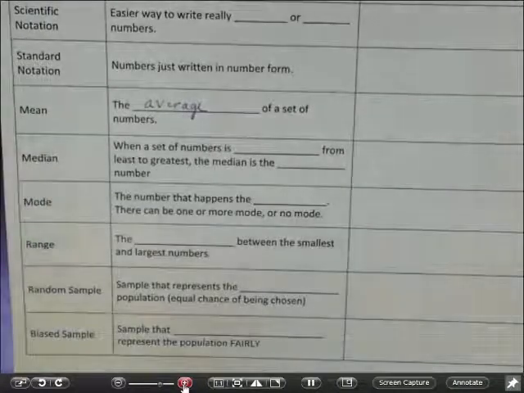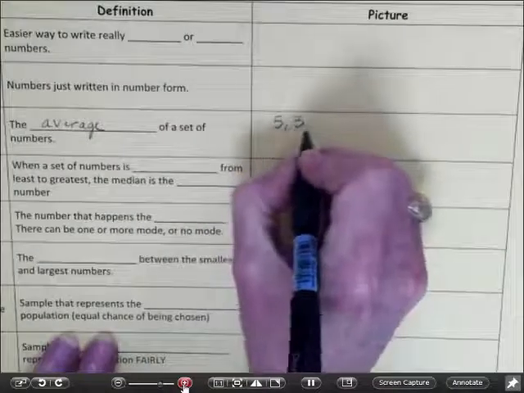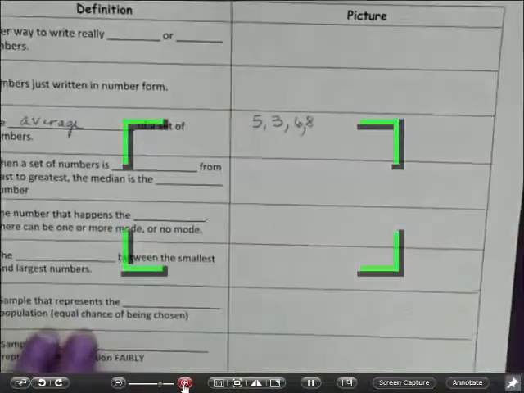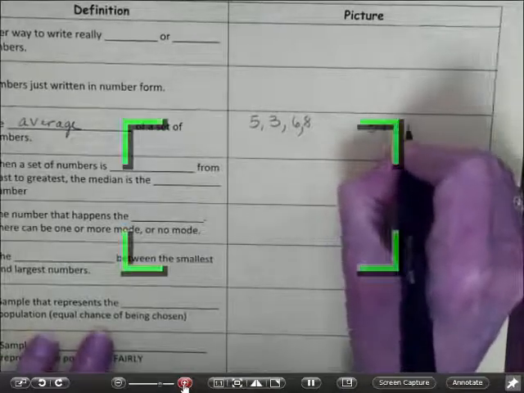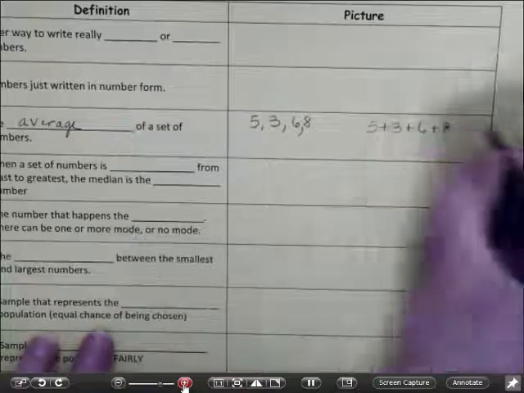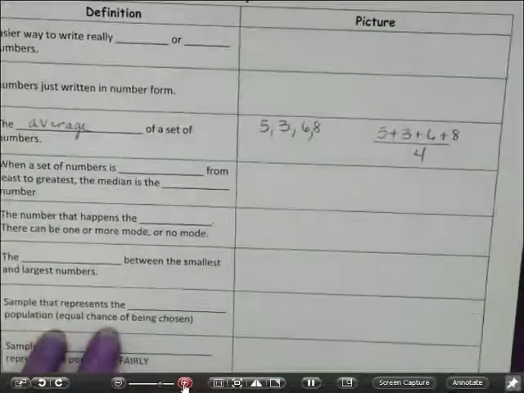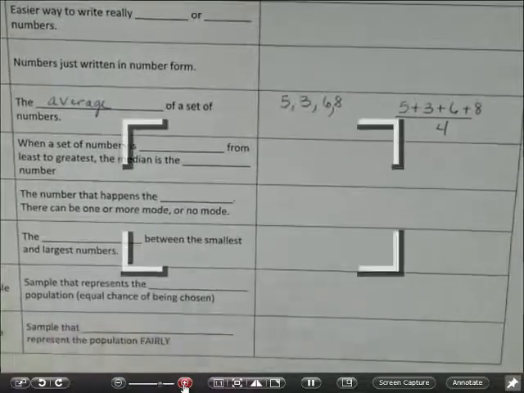That's literally it. Okay, so here's just a sample set of numbers: 5, 3, 6, and 8. And basically all you do is you add those 4 numbers together. 5 plus 3 plus 6 plus 8. And how many numbers did I have? 4. So you divide by 4. And that's the average. Okay, we're not going to even calculate it. We're just going to write it down so you know what to do on that.